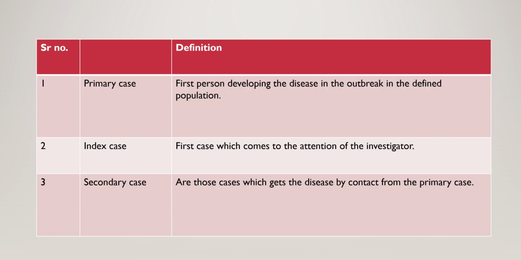Now some definitions: primary case, index case, secondary case. The primary case is the first person developing the disease in an outbreak in the defined population. The index case is the first case which comes to the attention of the investigator. Secondary cases are those who get the disease by contact from the primary case. So we have to know the difference between the primary case and the index case.